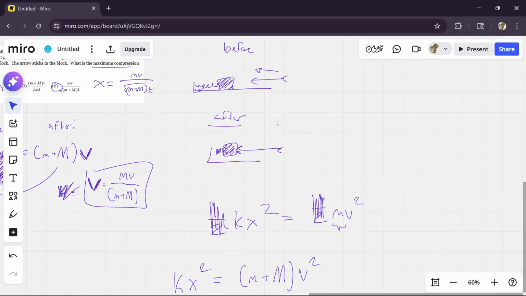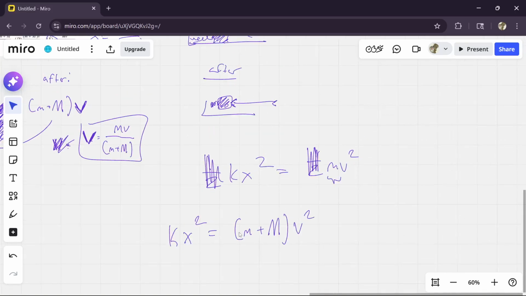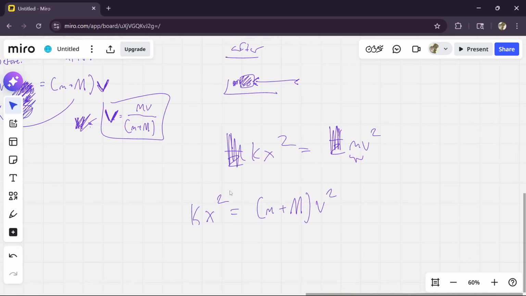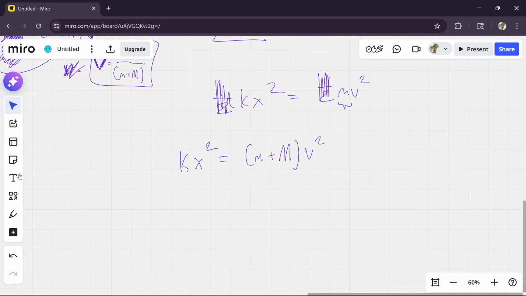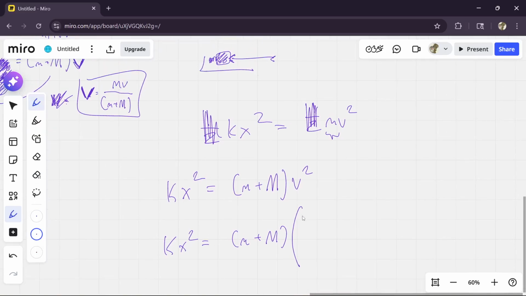If we knew the arrow was like 10 and the block was 5, this would simply just be 15, but we don't know that, so I'm going to just plug in the combined mass. Then we have to plug in the velocity as well, which we have solved for. That becomes kx squared is equal to m plus big M times mv over small m plus big M, squared. And now we simplify.